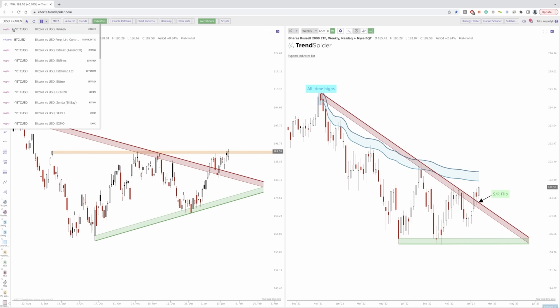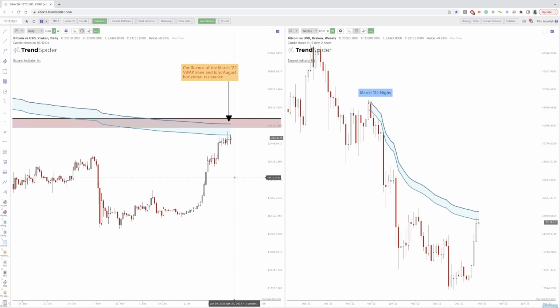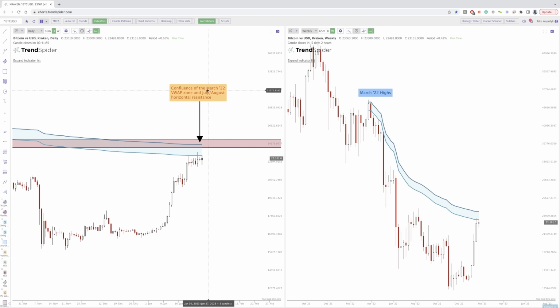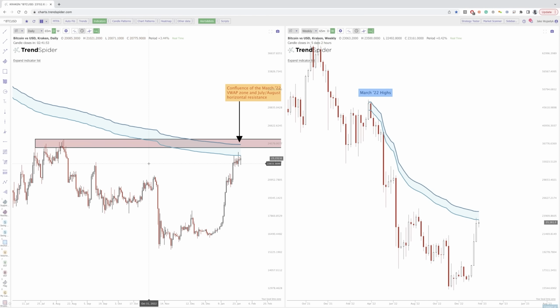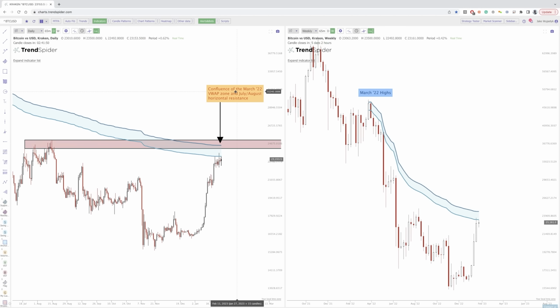BTC USD, we're going to look at Bitcoin here on the daily and the weekly chart. You can see here on the daily chart, we've got this confluence of this previous resistance that we saw back in August of 2022, and then also the March 2022 VWAP zone. You've got this area that's pretty much from 23.5 all the way up to around 25. I know that's a big range, but it's Bitcoin, and Bitcoin generally can have some pretty crazy wicks. So pretty much anywhere from 23.5 all the way up to around 25K is going to be a very important area to close above.